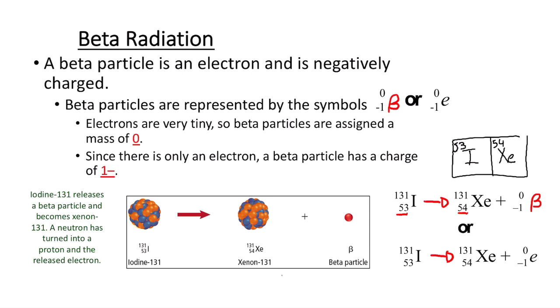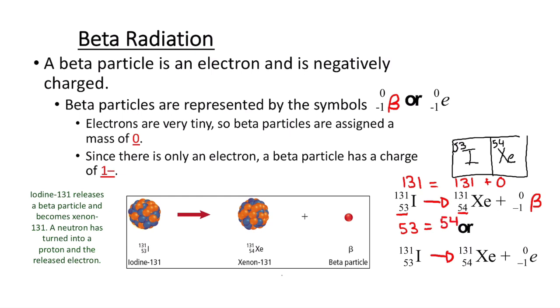The same thing as before with the conservation of mass. 131 is equal to 131 plus 0 because the electron has no mass. And then for our atomic number, which is equal to our number of protons, we had 53, but one of those neutrons was changed into a proton. So it gains 1 proton, making it 54.